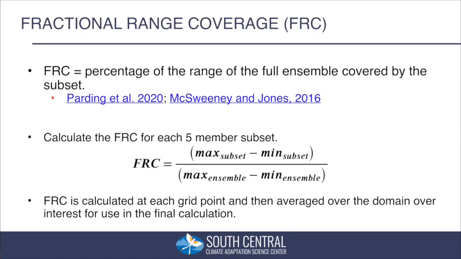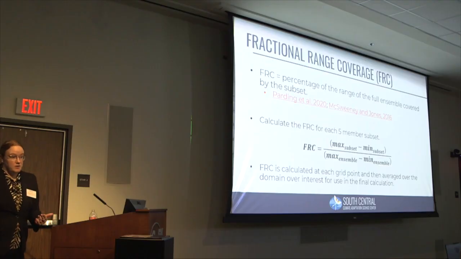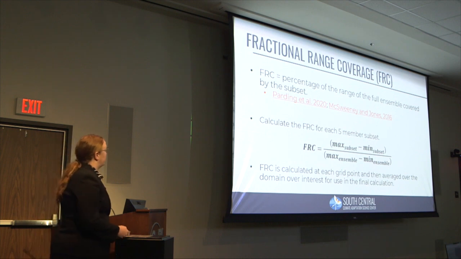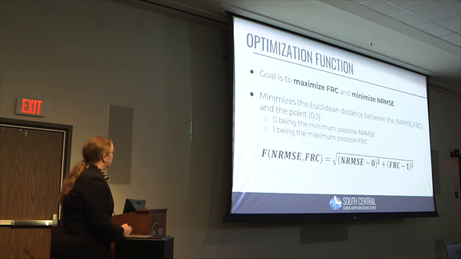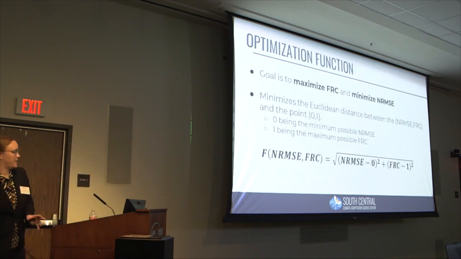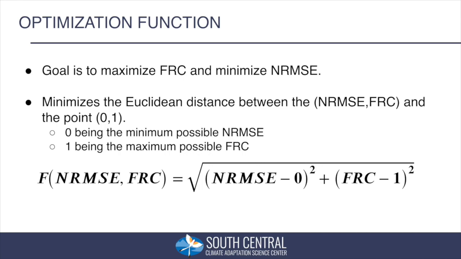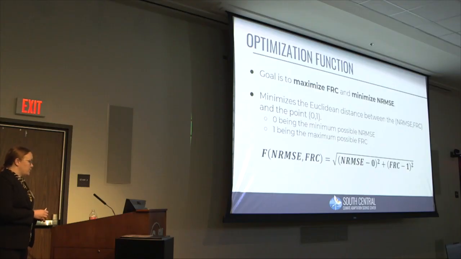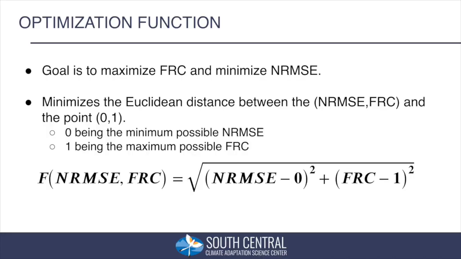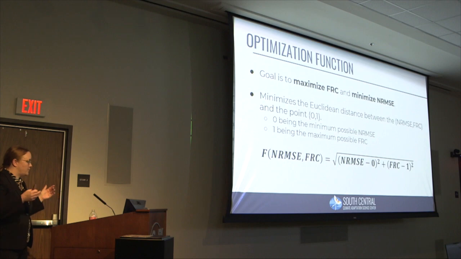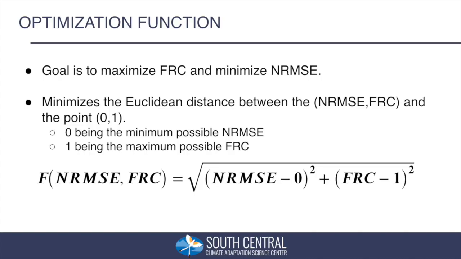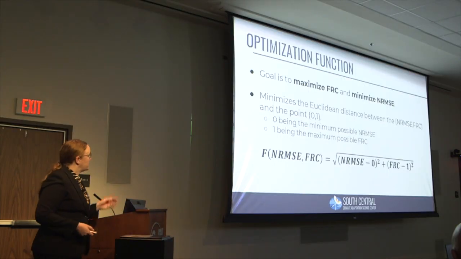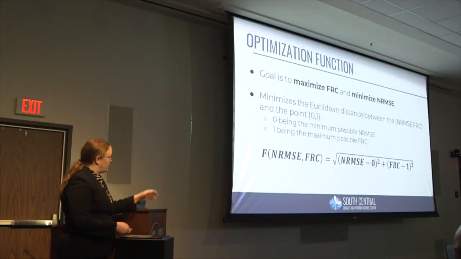Following along with other literature, this metric is calculated at every single grid point, and then it's averaged over our domain of interest with the subgrid planes to give us the final value for that particular metric for every single subset combination. The goal here for us is to maximize the fractional range coverage and minimize the error. So we're looking for the minimum Euclidean distance between the subsets and 0,1. 0 being the minimum possible error, 1 being the maximum possible FRC value. So for each possible combination, we have to calculate that Euclidean distance.